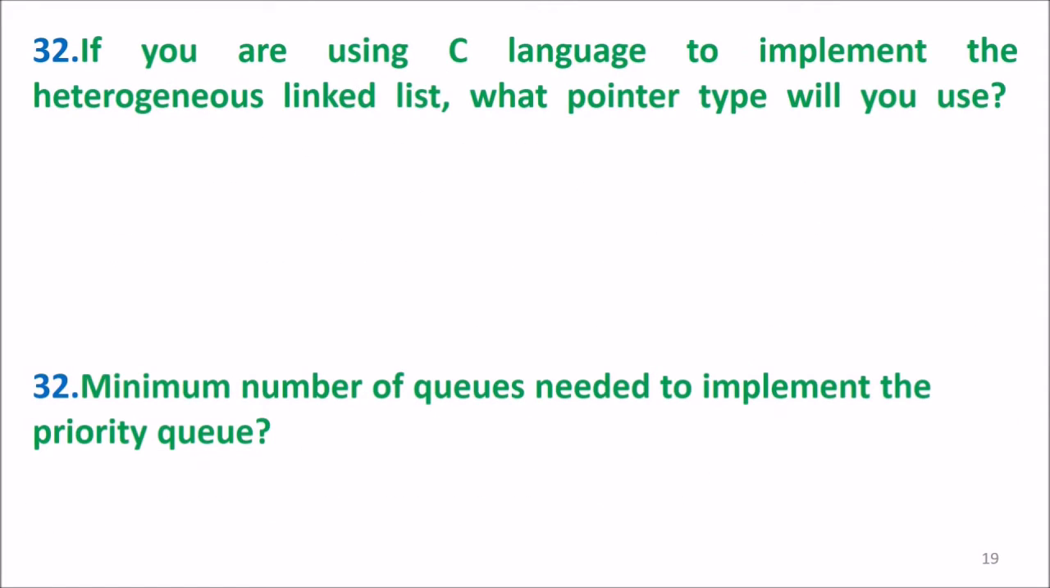Now, if you are using C language to implement the heterogeneous linked list, what pointer type will you use? See, in an array, the elements ought to be of the same data type. You cannot have different data types. But in linked lists, if you want to implement heterogeneous data types and you take the pointer type as an integer, there will be a problem, because how are we going to put a float, or work with a character? For that, the void pointer is the best.